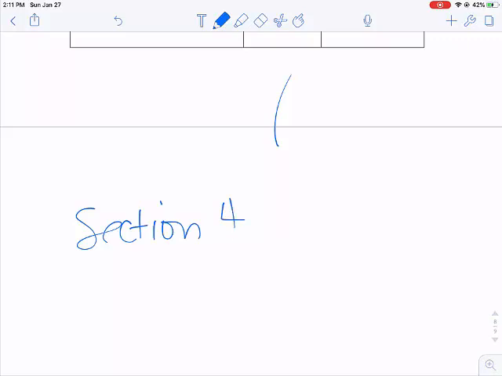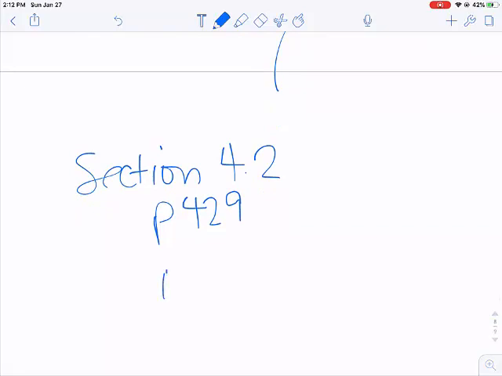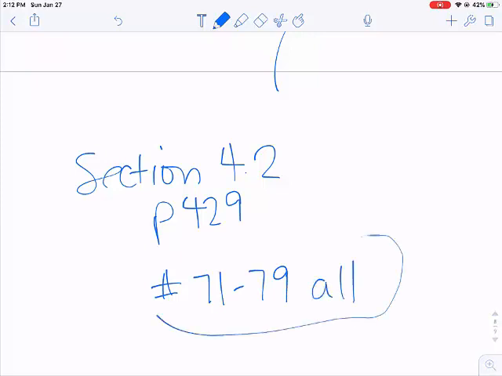This is page 429. It's actually the same section we did our last assignment in, and I'm asking you to try 71 to 79. I want you to do all of them, and then whenever I see you next, we'll get a chance to answer some questions on those. If I am out for extra days or something, you guys, I will write up all of my answers with some work and go ahead and post it to Schoology.